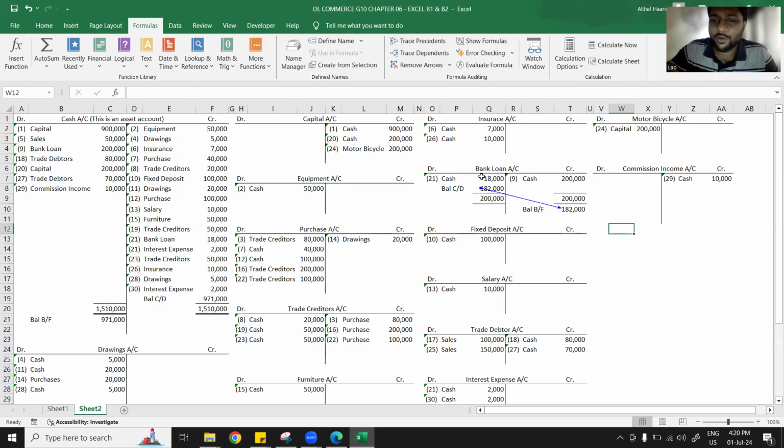Tell me, people, bank loan is what account? Asset or liability for the business? Bank loan is what account? Asset or liability?